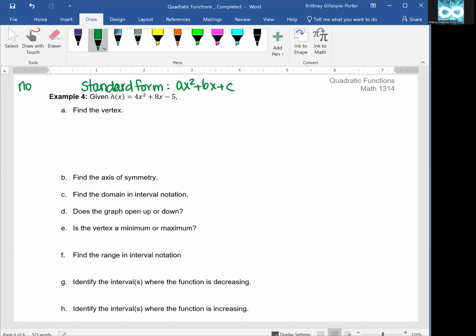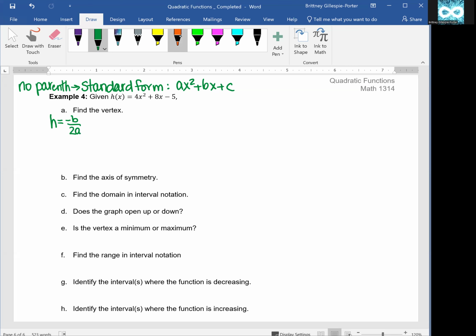So again, no parentheses. No parentheses gets us to standard form. That means when finding the vertex, we're going to have a little bit more work to do. Remember that h is equal to negative b all over 2a.